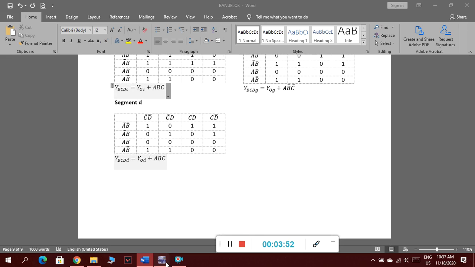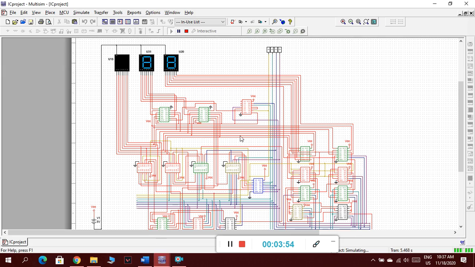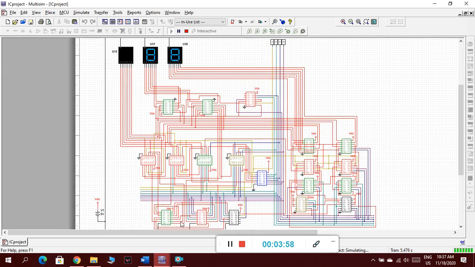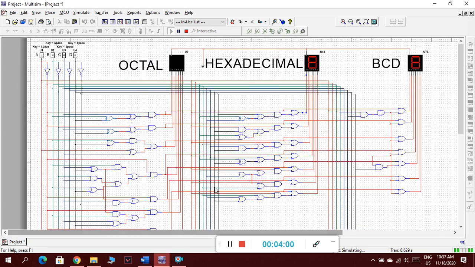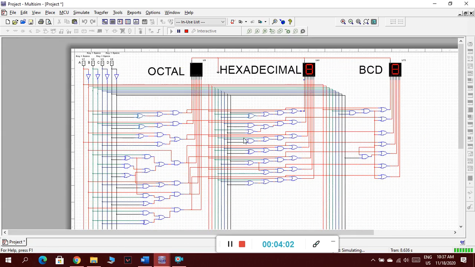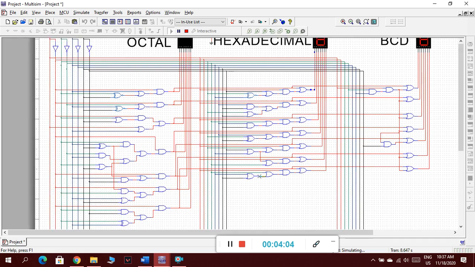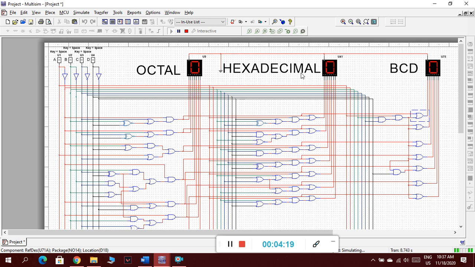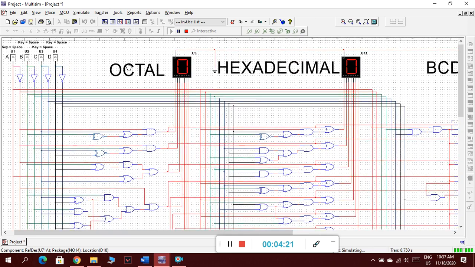Then, before having the circuit with the use of ICs, we first go with having all the logic gates. So this part is for the octal. As you can see, the output of the octal is used in the hexadecimal and in the BCD part. So simulating this from 0, we have 0. You have 0 input.